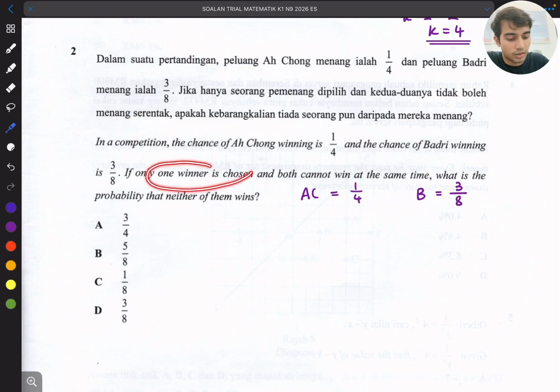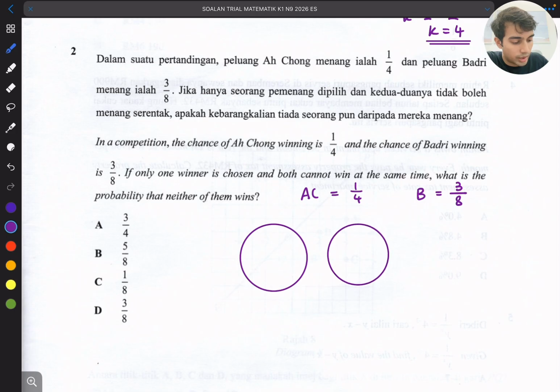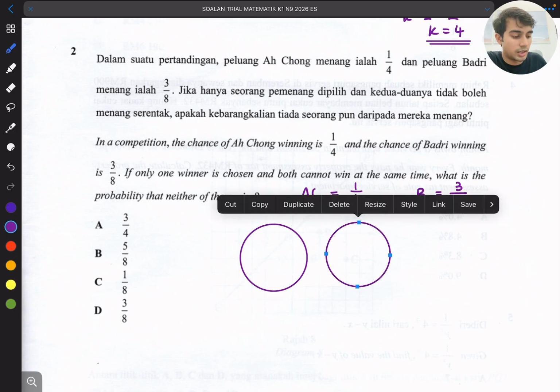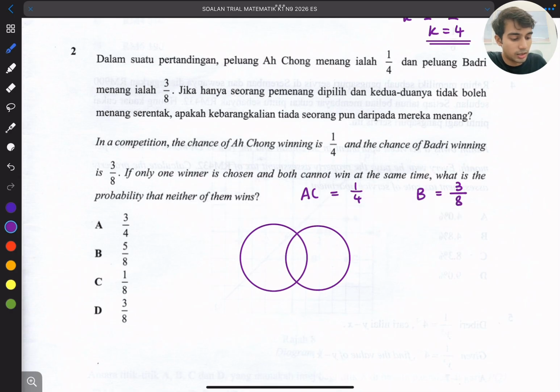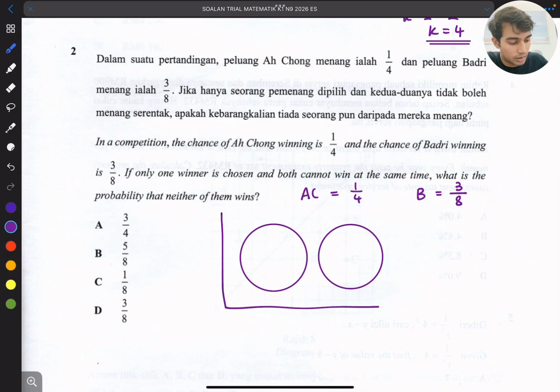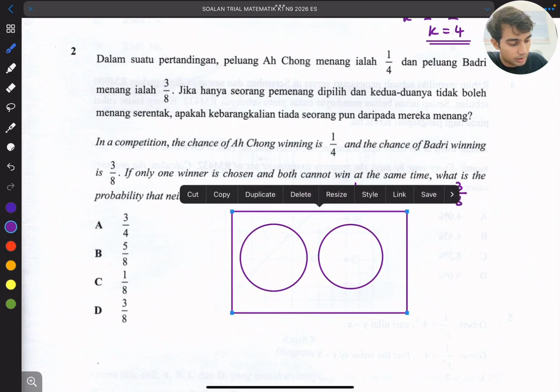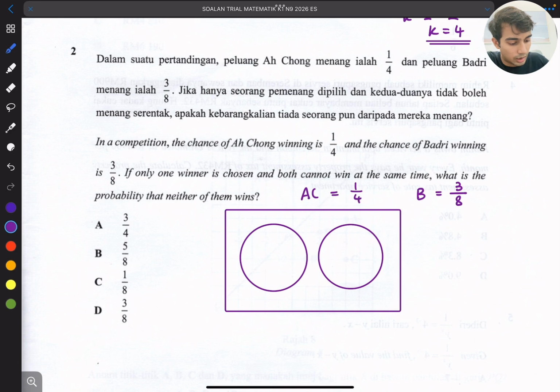Only one winner is chosen, both cannot win at the same time means they are mutually exclusive. So Achong and Badri will be like this. If they can win at the same time, that means both of them can win together, it will be like this, non-exclusive. So since this is exclusive, we draw like this. The whole set will be like this. Okay, this is Achong, this is Badri.